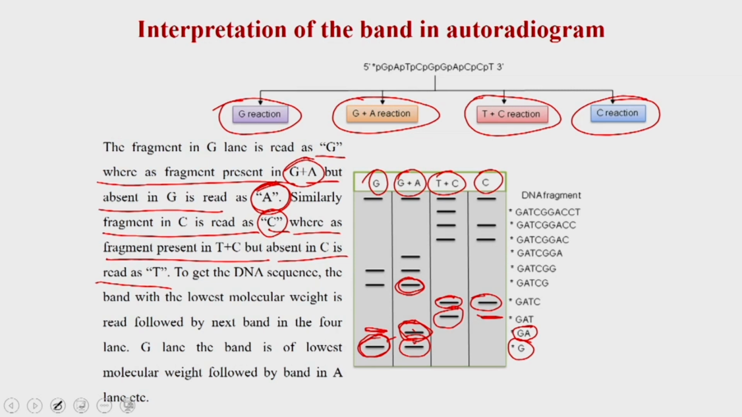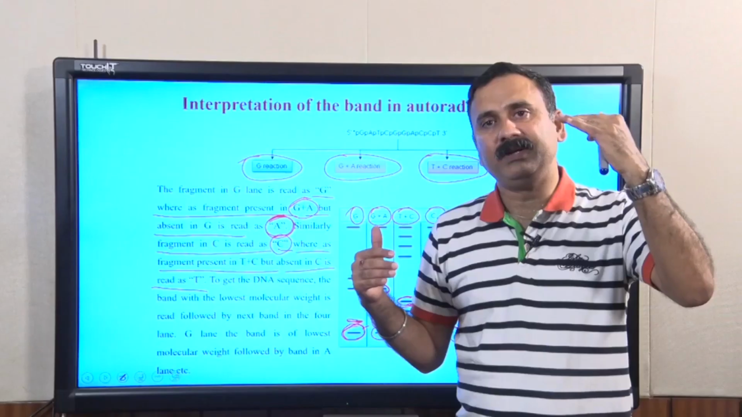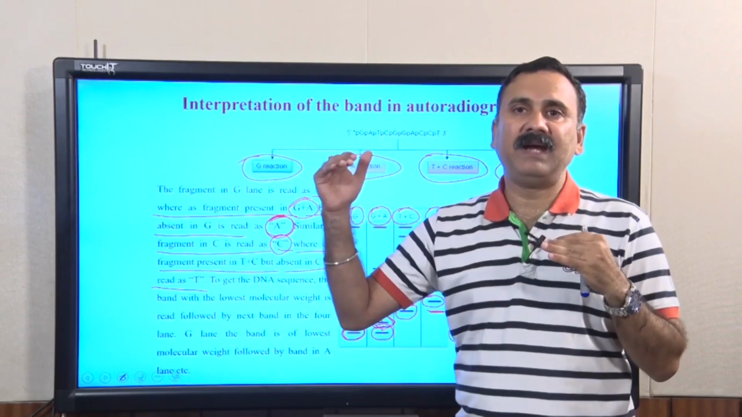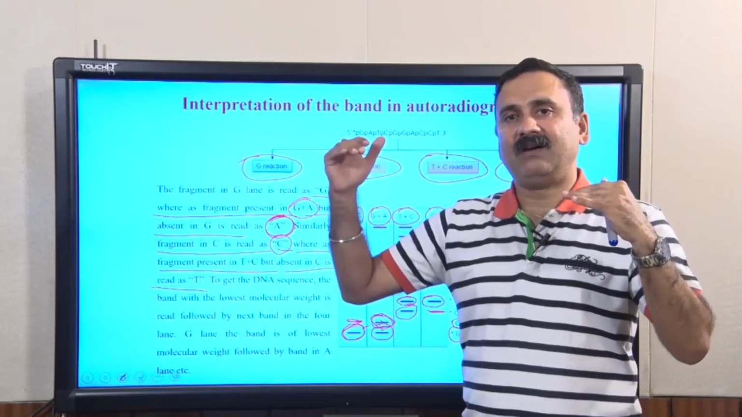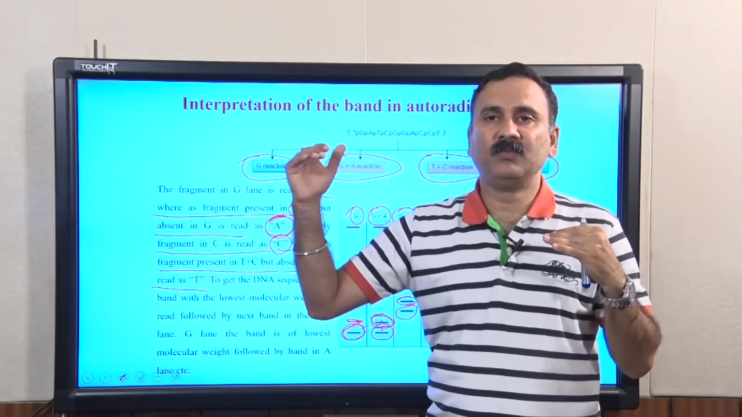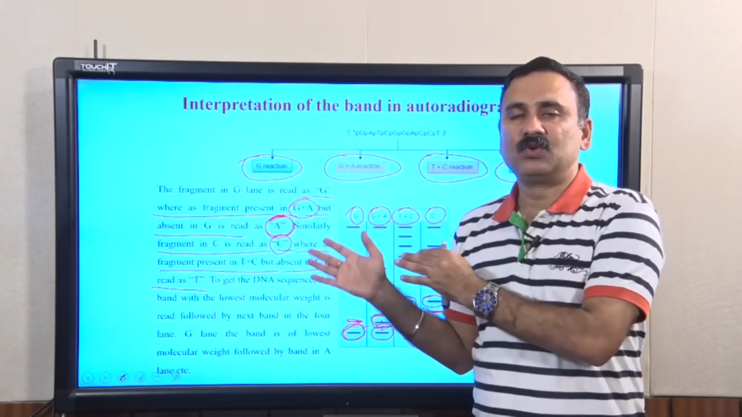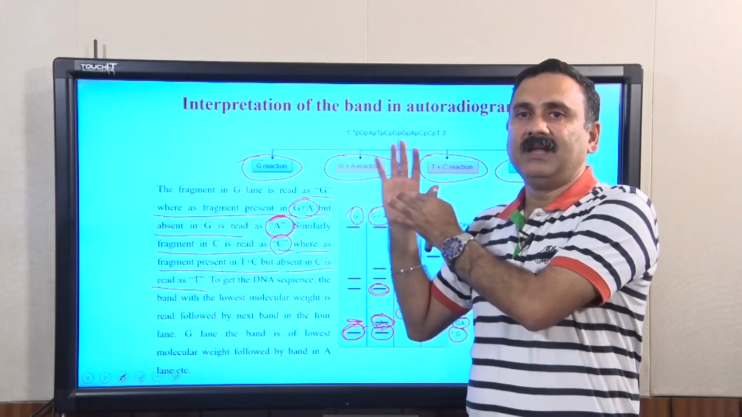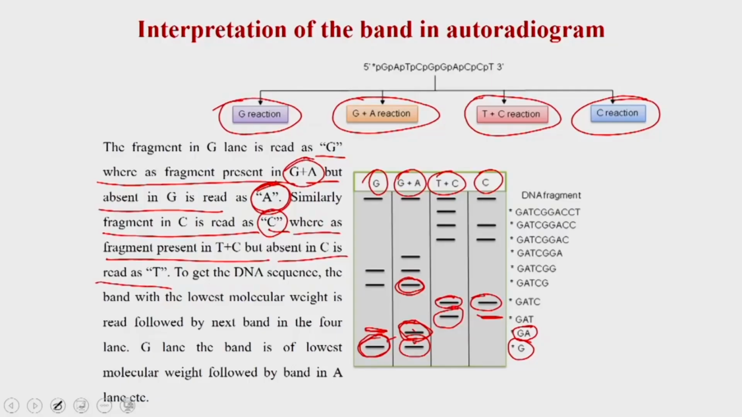where you read from the bottom, and if you have the bands both in G as well as G plus A, then it is considered to be G. If you do not have a band in the G lane, but you have a band in G plus A, then it is going to be considered as A, and the same is true for T plus C and C also. So, this is what we have discussed so far.